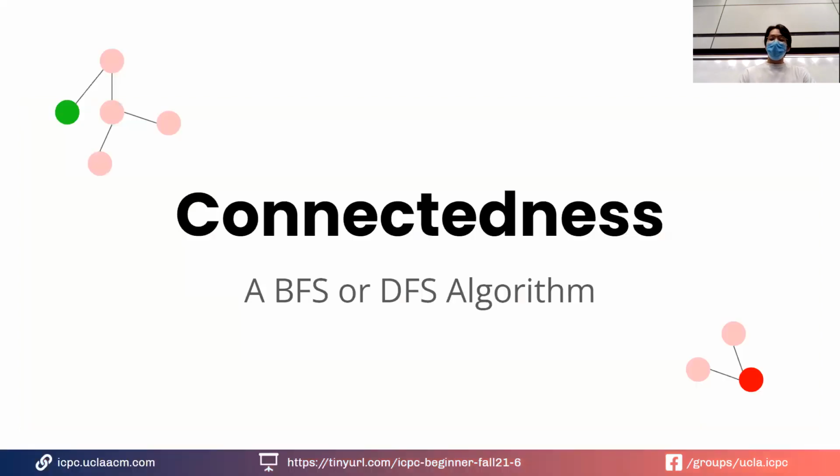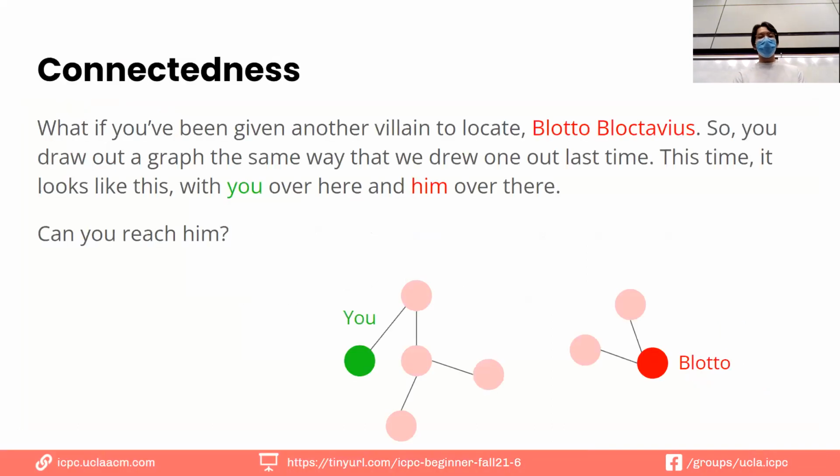Okay. So the next algorithm I want to talk about is connectedness, which we can use BFS or DFS for. So what does connectedness mean? If you've been given another villain to locate, Blotto Bloctavius, and you want to draw out a graph the same way, and we have this graph, are we able to reach him by calling our contacts? Obviously not, right? Because there's no contact that Blotto knows that we also can somehow reach.